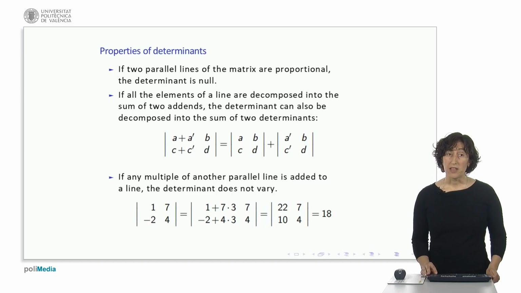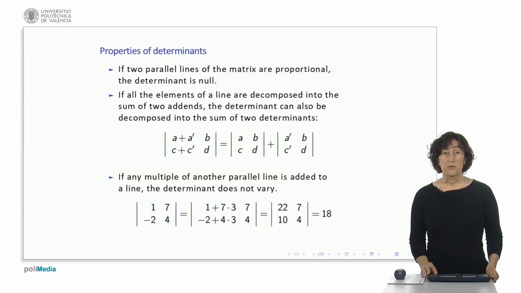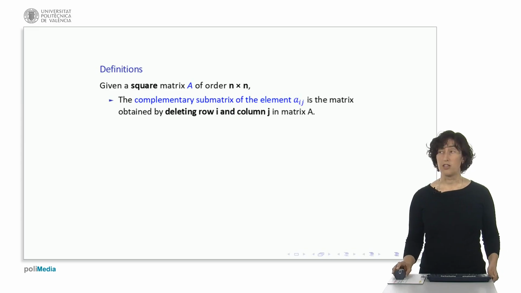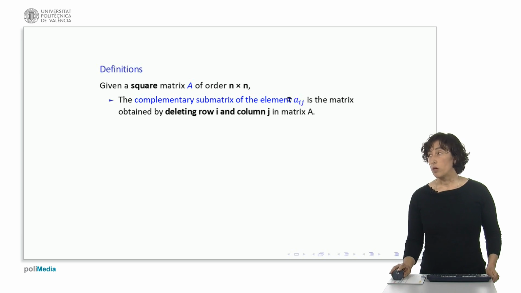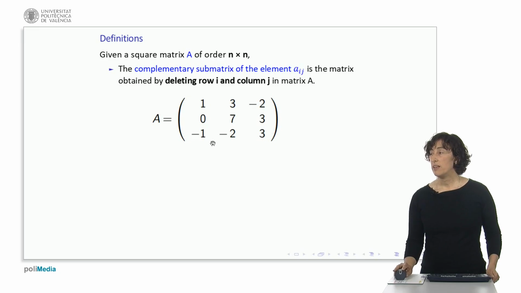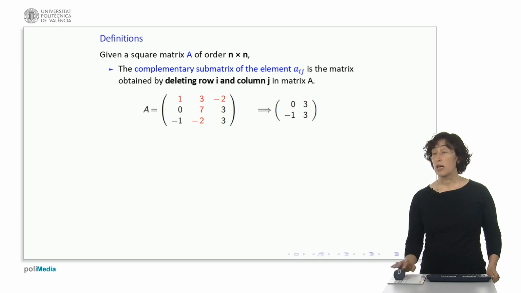If we continue with the properties, before we can explain the next one, we must know a series of definitions. For example, given a square matrix A of order n times n, we call the complementary submatrix of the element A sub ij, that is, the element of the row i and column j, the matrix that results from suppressing the row i and the column j in the matrix. For example, if I have this matrix and I want to calculate the complementary submatrix of this 3, which is the element of row 1 column 2, then I simply have to eliminate row 1 and column 2, and what is left? 0, 3, minus 1, 3 is a matrix of a lower order, obviously, which is called the complementary submatrix of this element 3, of the element of row 1 column 2.